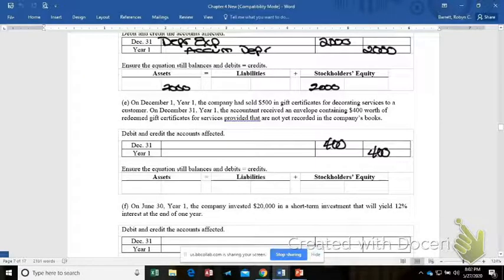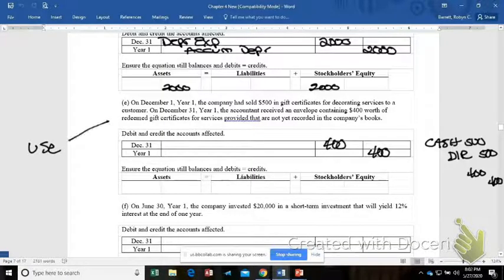You sold 500, so this was our journal entry we did at the beginning, 500, and deferred revenue for 500. Now they redeemed 400. What are we going to do? What happens when you redeem a gift card? You use it. I used the gift card.